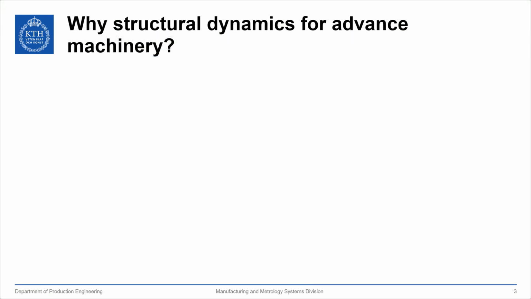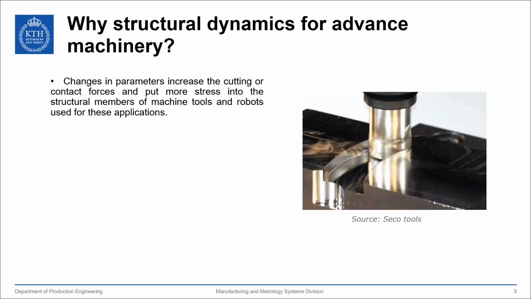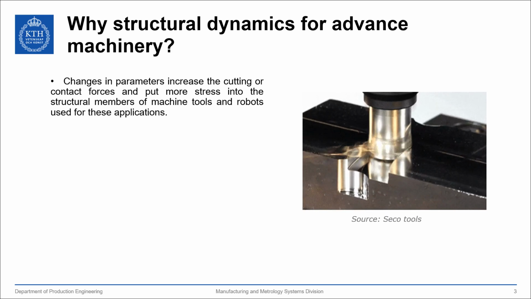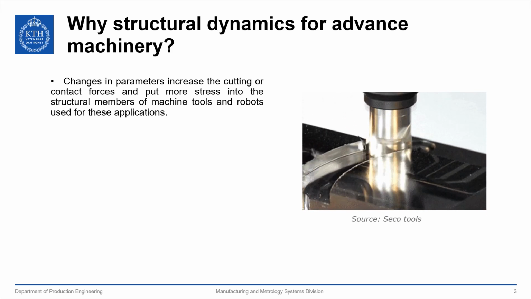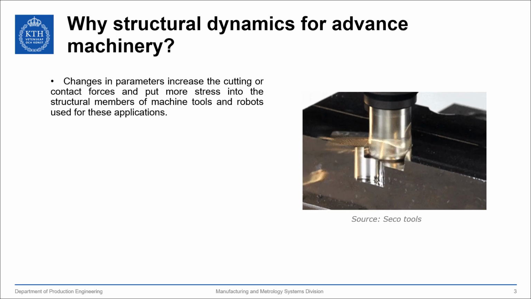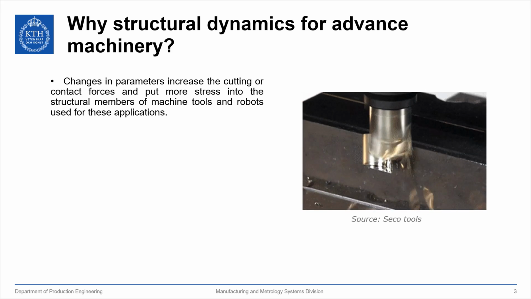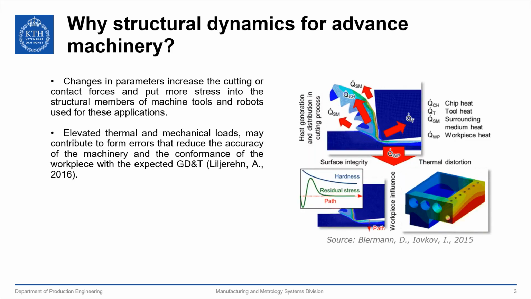The competitive manufacturing industry is always searching ways to do more efficient operations and to reduce cost. This increment in productivity demands a change on the process parameters. These changes in parameters could increase the cutting or contact forces and put more stress into the structural members of machine tools and robots used for these applications. In machining operations, the elevated thermal and mechanical loads, which could be static or dynamic, may deflect components like slides, machine beds, carriages, spindles, and contribute to form errors that reduce the accuracy of the machinery and the conformance of the workpiece with the expected GD&T.